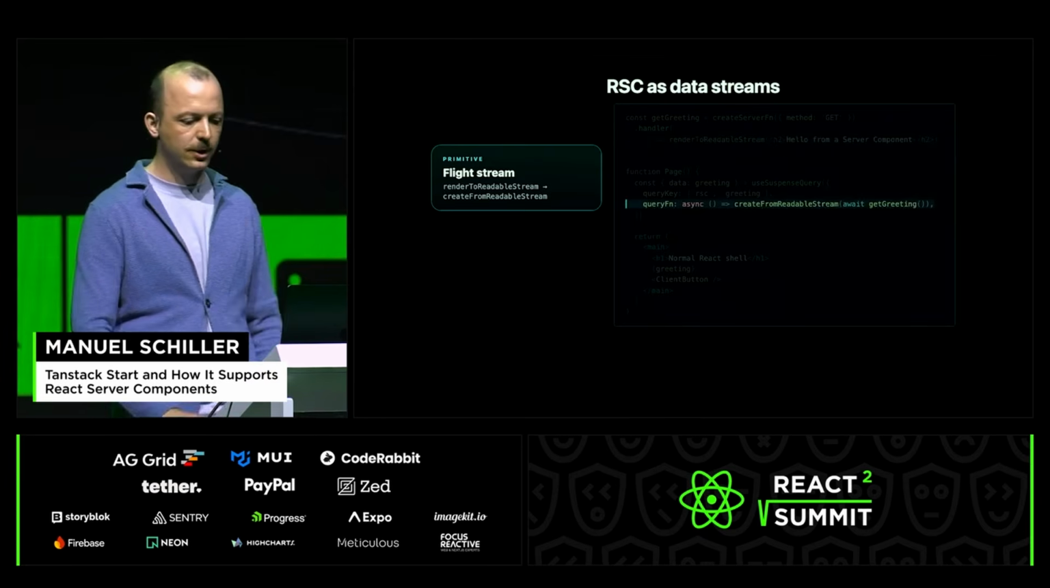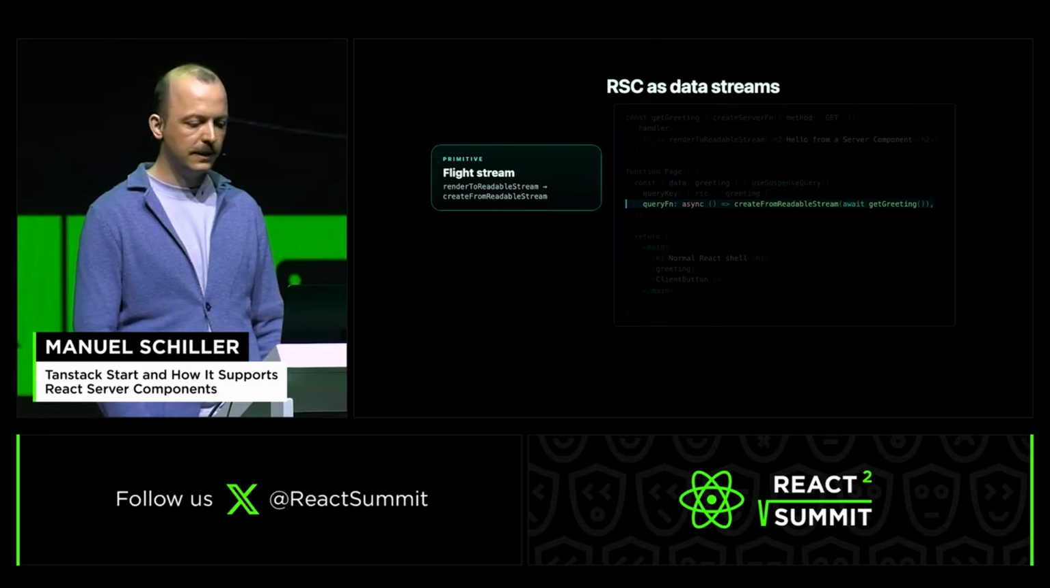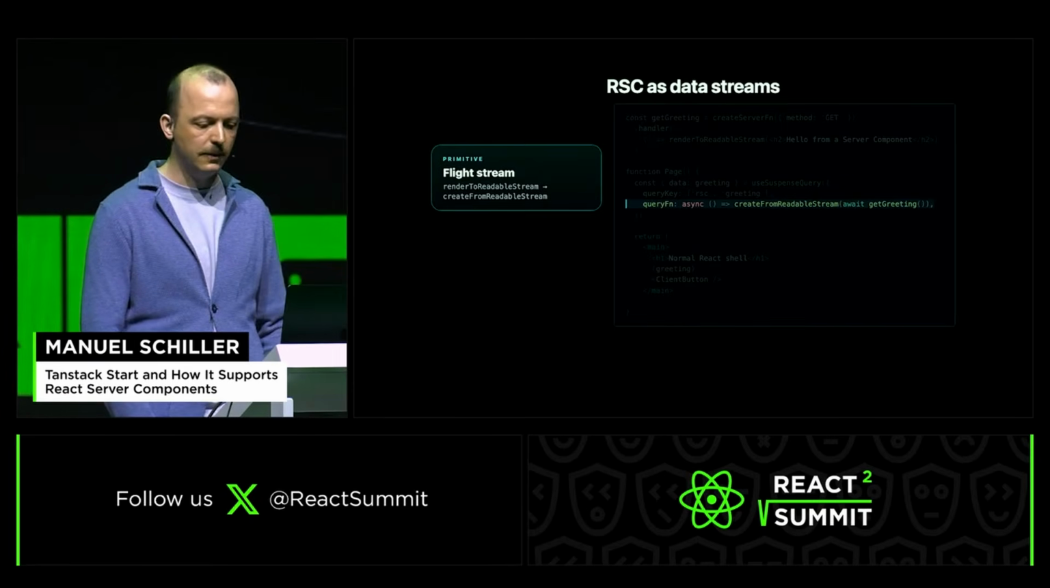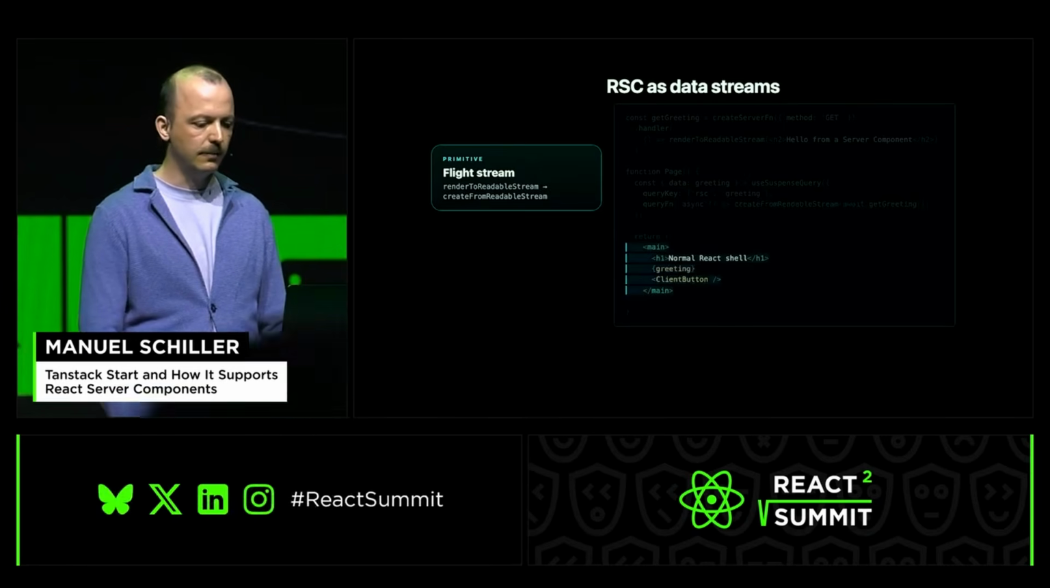Then here, a query function calls create from readable stream to decode the Flight stream back into a renderable React value. And after that, you can just use this and render it inside of your component next to anything else.